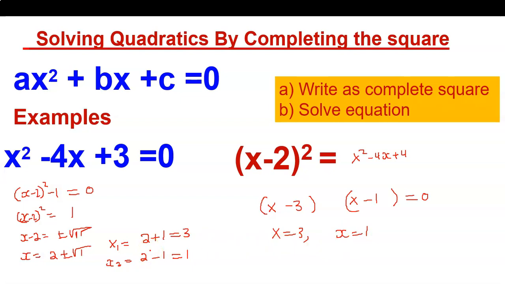This is how we use completing the square to solve the equations. This time the equation is factorizable, and I have chosen it on purpose so that we can compare the two answers. But the question in the first example was not factorizable, but completing the square helped us to solve it.